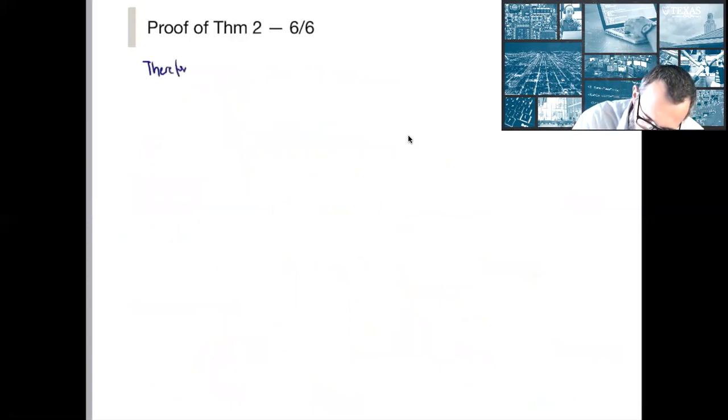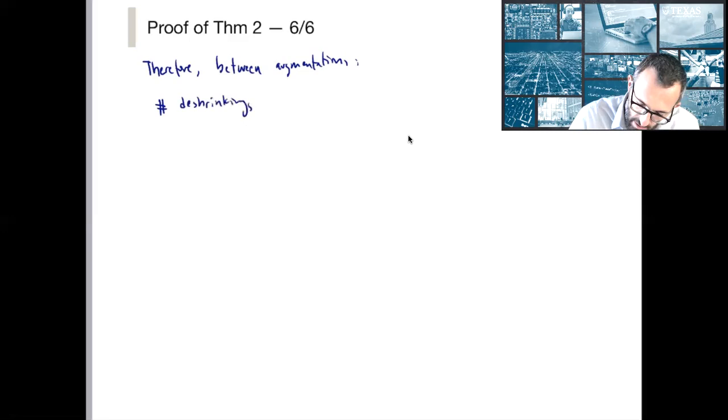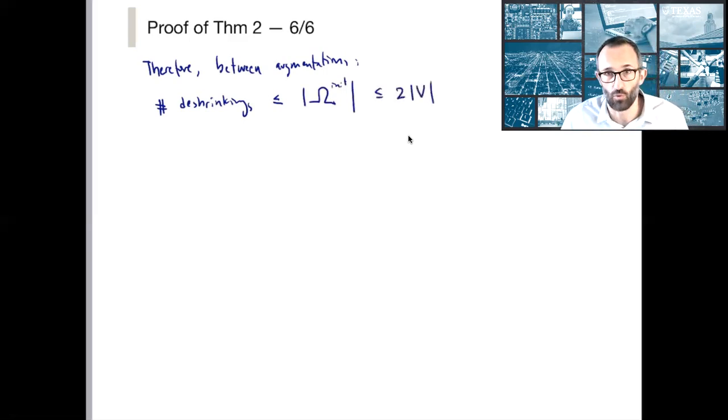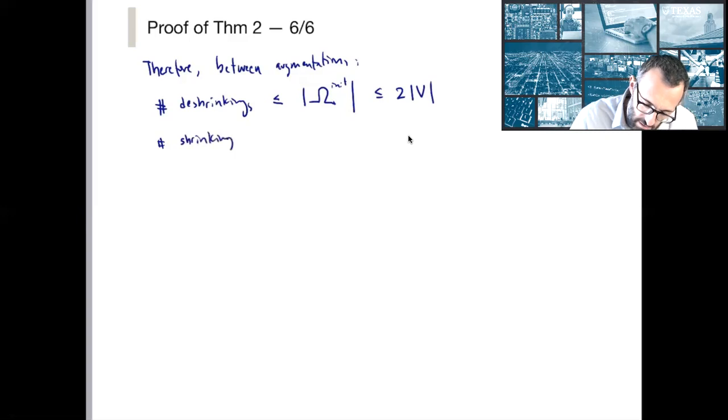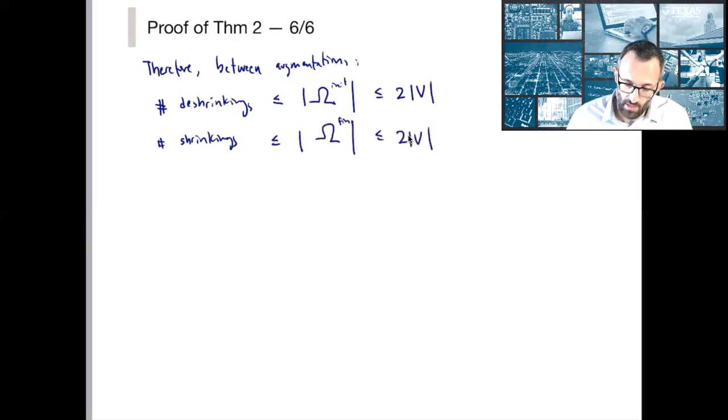Therefore, between augmentations, we know that the number of deshrinkings has to be less than whatever that initial laminar family was, but we don't care about that because we know that this is bounded by something that's order cardinality of V. And similarly, the number of shrinkings is less than the size of our final laminar family. Again, we don't care what that is. We know it's at most cardinality of V.